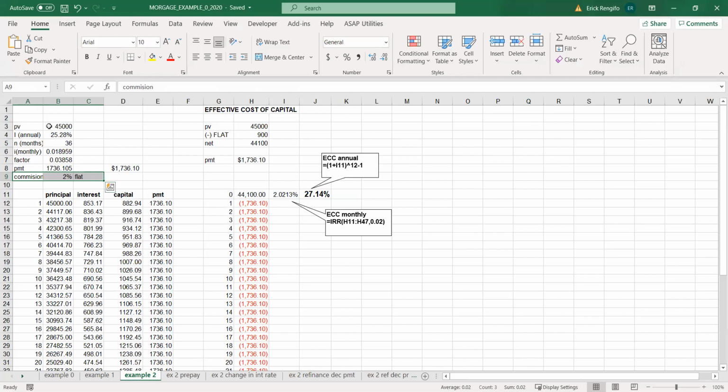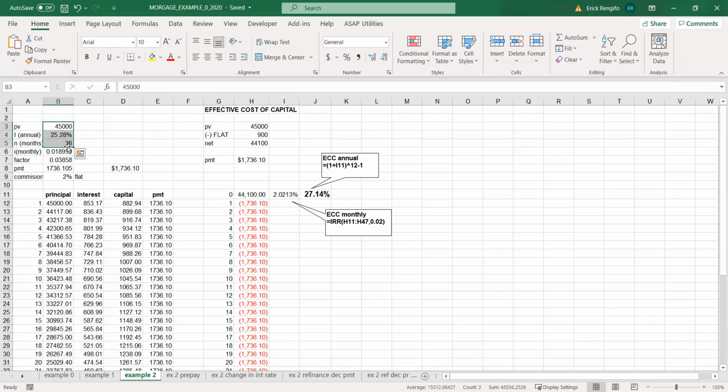Okay, so I have this loan. I have a principal of $45,000. My annual interest rate is 25.28. I will pay this in 36 months, so it's 3 years. And that's all the data that I need.